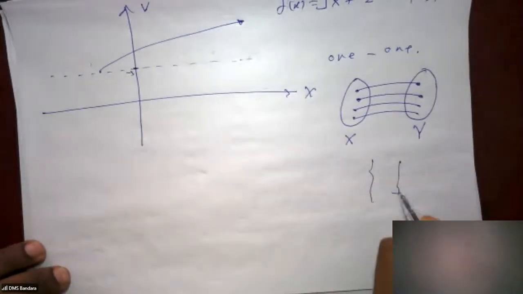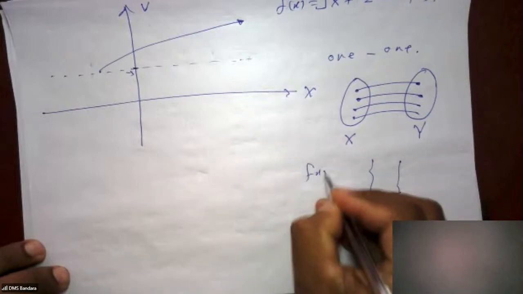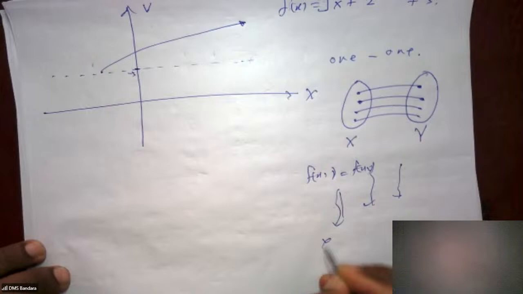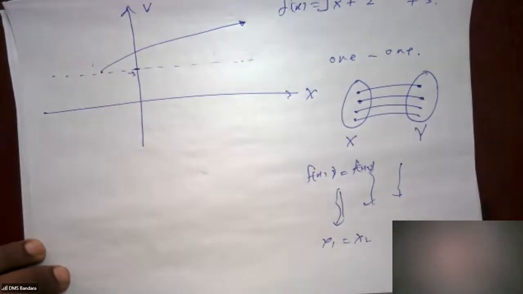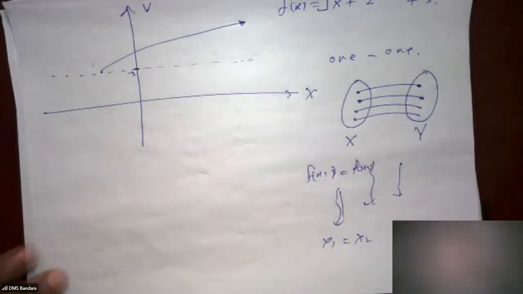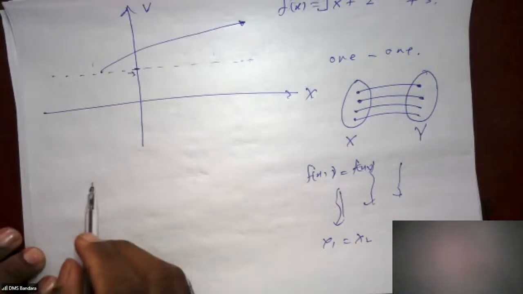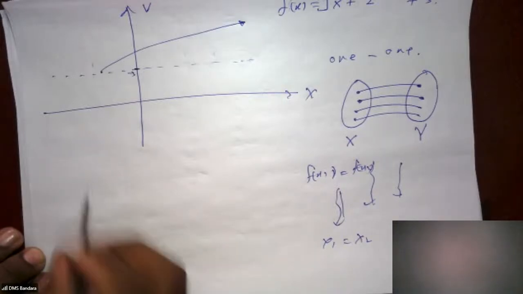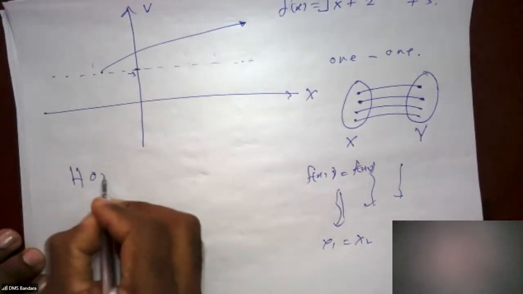There is an abstract way: f(x1) equals f(x2). Finally, we should show x1 equals x2. This is the abstract way, the proof. Or otherwise, which type of test do we have for checking that a function is one-to-one? Horizontal test or vertical test? Horizontal test. Yes.